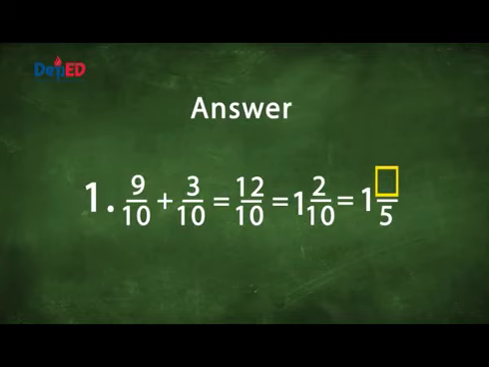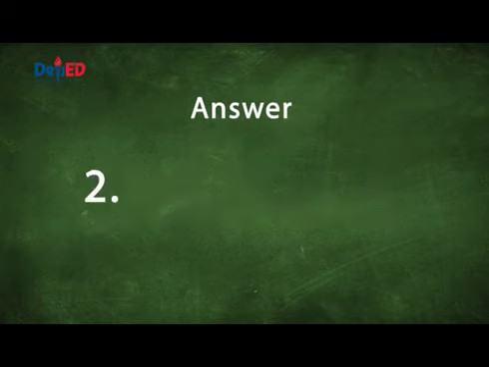But 2/10 is not yet in lowest term. We need to change it to lowest term by dividing by the greatest common factor or GCF of 2. 2/10 is equal to 1/5. Therefore, our final answer is 1 1/5. The missing number is 1.